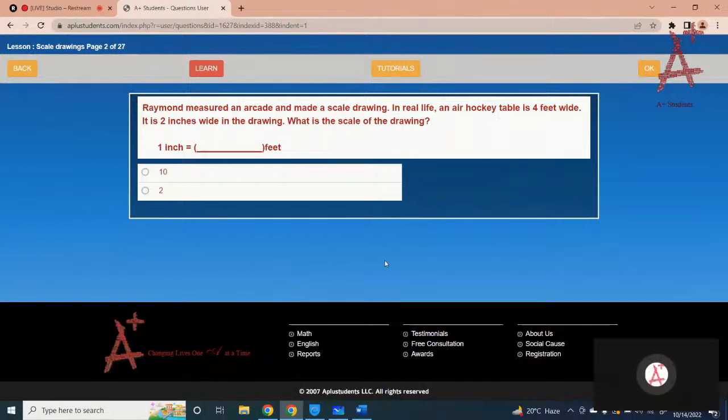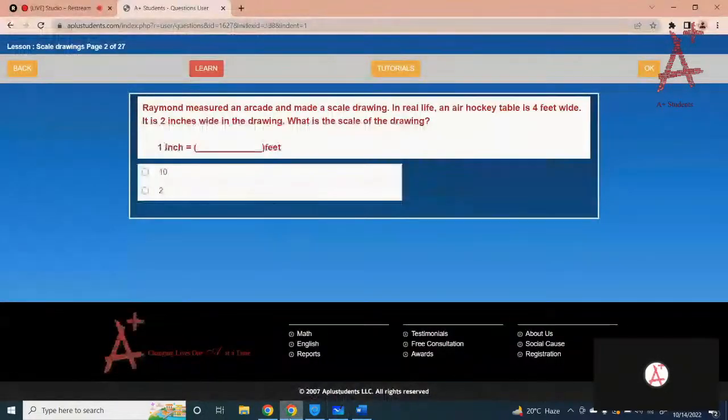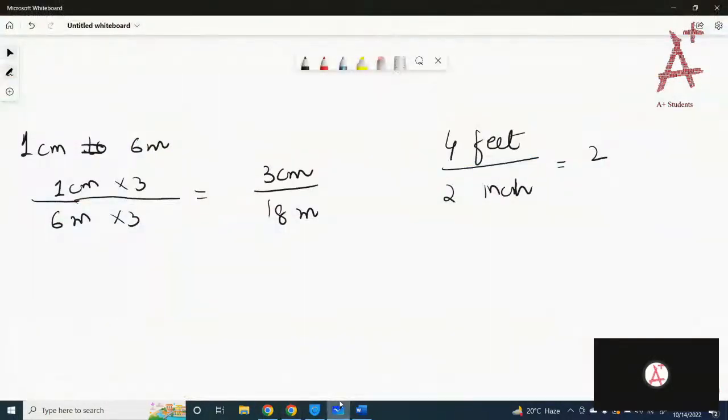So 4 feet divided by 2 inches. 4 feet equals 2 inches. Got it? That means the unit is 2 times 2 is 4. Got it? 1 inch equals 2 feet. Got it? Divide both of them by 2.